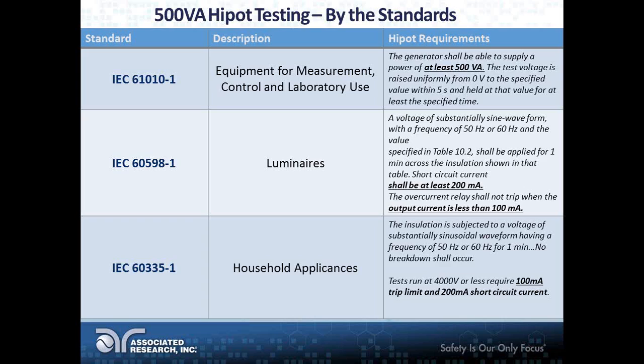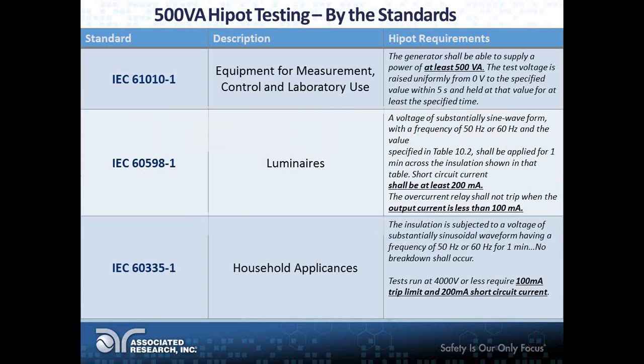Similarly, if you look at the standard at the very bottom, IEC 60335, it's calling out for a voltage of a sinusoidal form having a frequency of 50 to 60 hertz for 1 minute. No breakdown shall occur. Tests run at 4,000 volts or less require a 100 milliamp trip limit and a 200 milliamp short circuit. So if you have a Hipot tester that's capable of 5,000 volts and 100 milliamp output, what you basically have is a 500 VA Hipot tester.